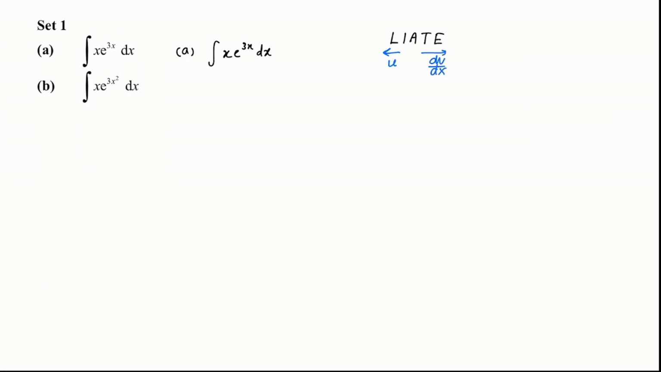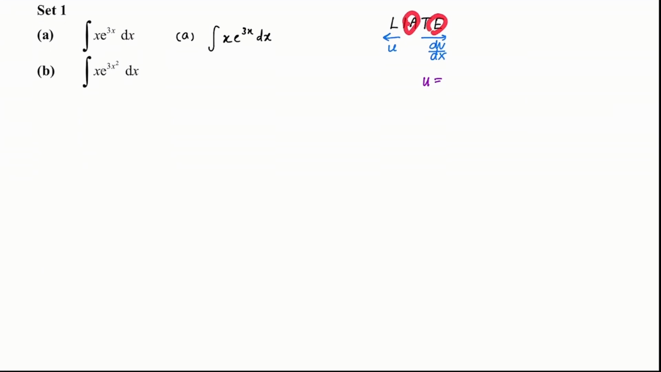So using this LIATE, our u would be the one in front. If you compare the algebraic and the exponential, the algebraic comes first, so we choose u to be x, and then we choose dv dx to become e to the power of 3x. The whole principle is which one can you differentiate, which one can you integrate, which one when differentiated will vanish, or which one when integrated will vanish. So for this case, our du dx, when you differentiate, the x will vanish and become 1. dv dx, when we integrate, we will have 1/3 e to the power of 3x.